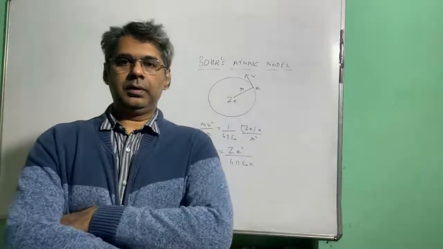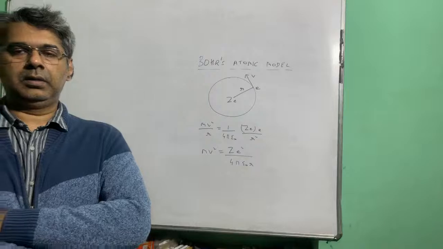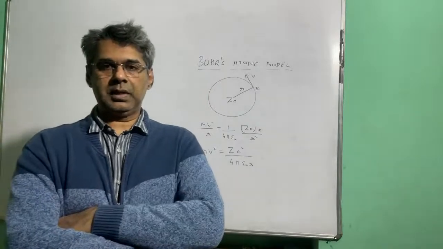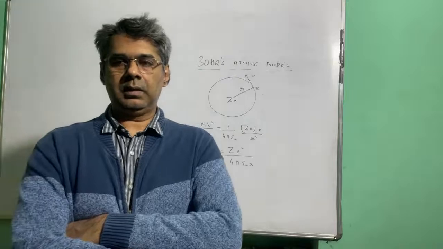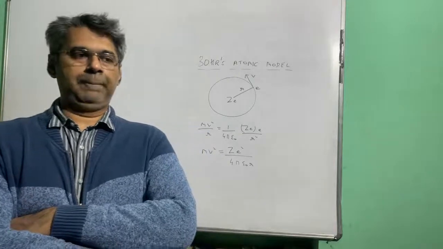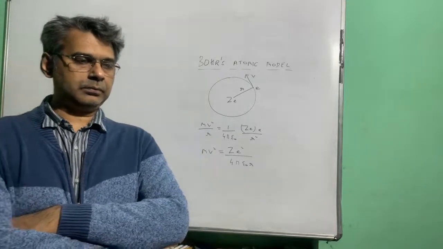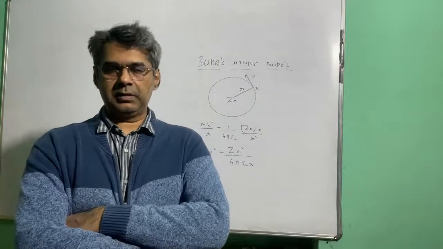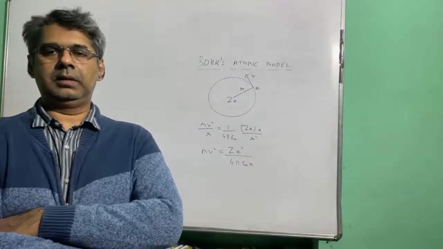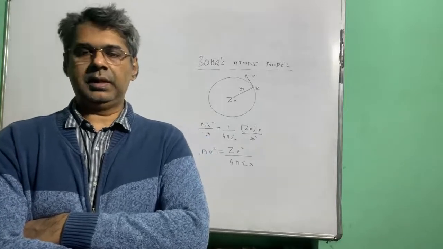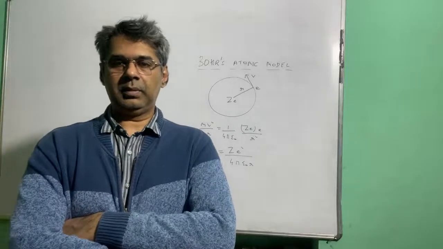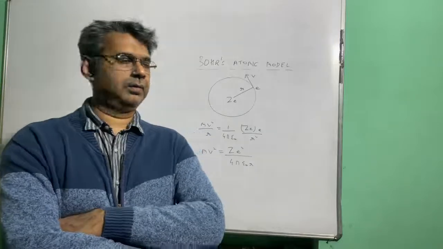Good evening, all of you. In today's class, we are going to start and finish Bohr's atomic model. In Bohr's atomic model, there are some important formulas like the radius of the nth orbit, the velocity of the electron in the nth orbit, and the energy of the nth orbit. So we'll be going through all of it.